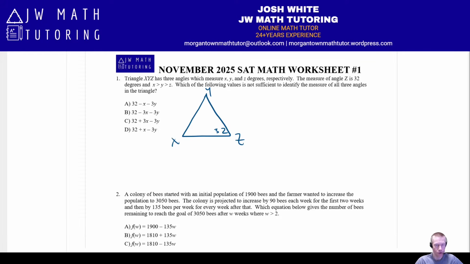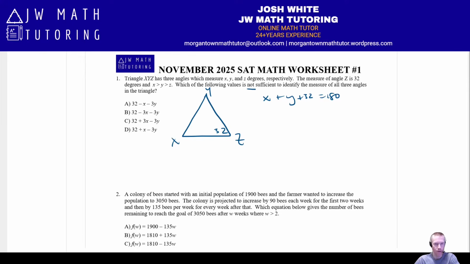It says, which of these expressions is not sufficient, keyword being not, to identify the measures of all three angles in the triangle. Basically, what happens with this problem is you first think, okay, x plus y plus z equals 180. All three angles in the triangle add up to 180. But we know that z is equal to 32 degrees. So really you have this equation: x plus y plus 32 equals 180.